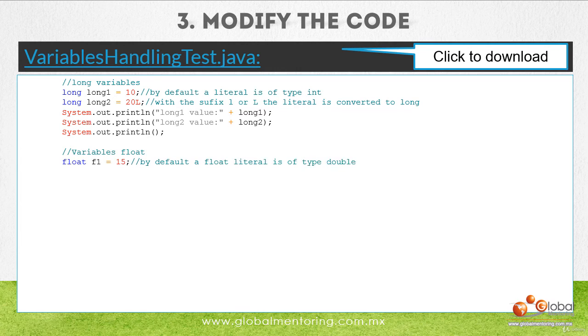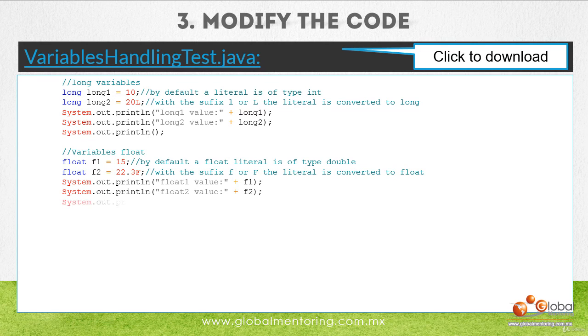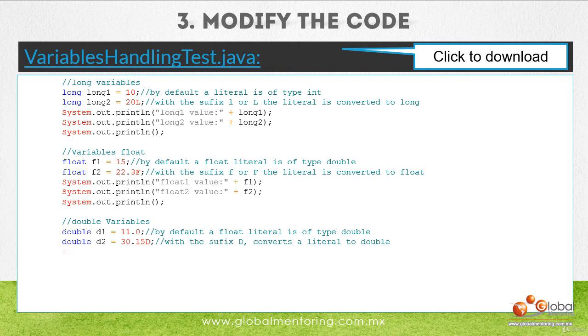Float variables. By default, a floating-point literal is of type double. So we need to use f if we want the literal to be converted to a float value. We print the values. And finally, the double variables. As we said, by default, a floating-point literal is of type double, and with the suffix d converts a literal to double. We print the values of d1 and d2. We close the main method and close the class. With this, we end the code of the VariablesHandlingTest.java.